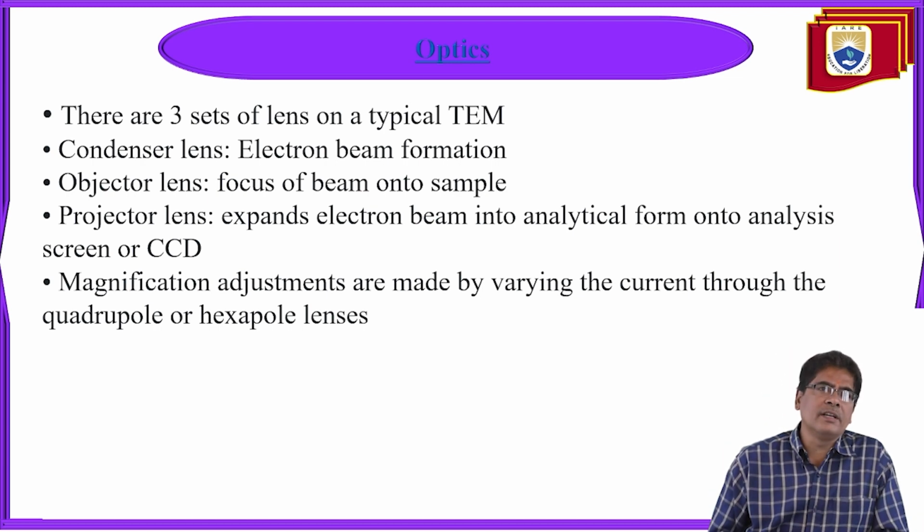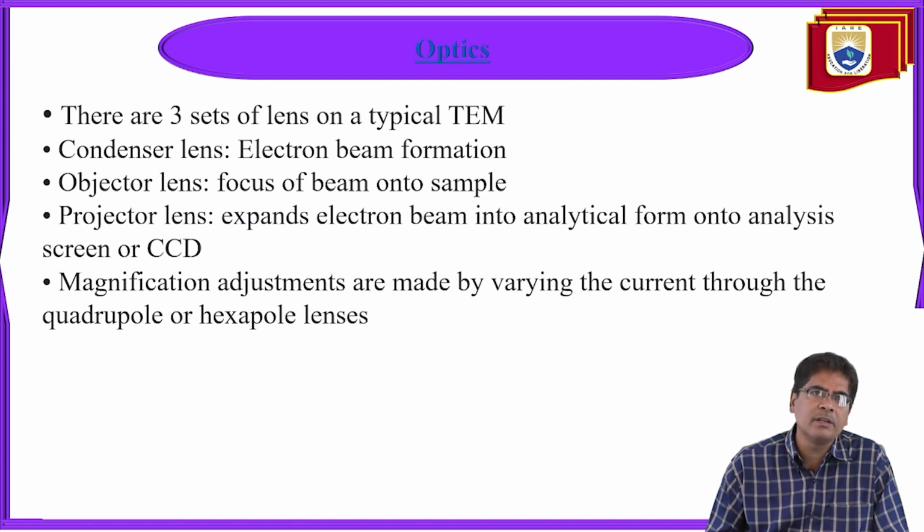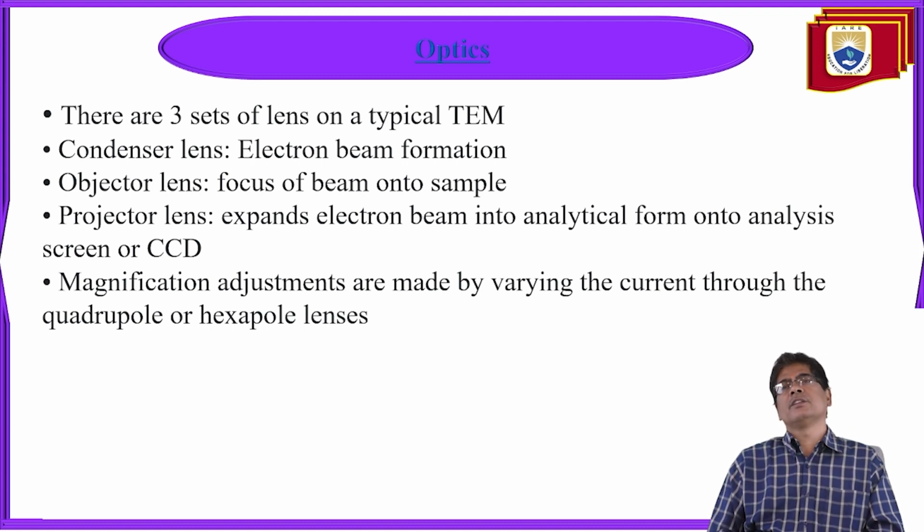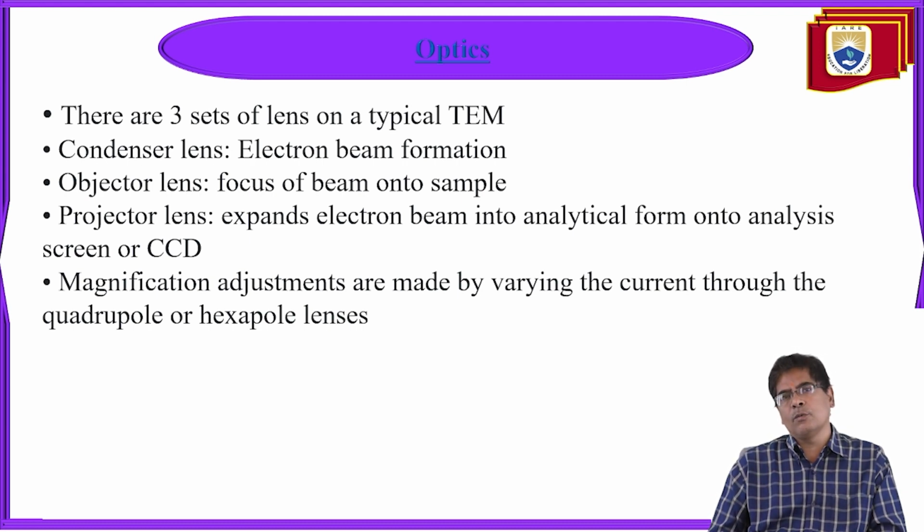One is the condenser lens, which handles electron beam formation. Then we have the objective lens, which focuses the beam onto a sample, and the projector lens, which expands the electron beam into analytical form onto the analysis screen or CCD. Magnification adjustments are made by varying the current through the quadrupole or hexapole lens. So this is the electromagnetic optics that was introduced.